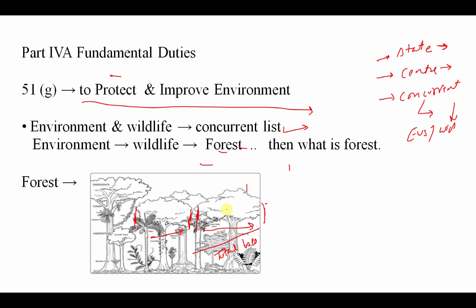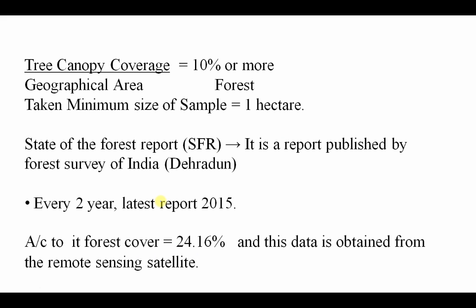If the trees are not dense, and the total canopy area is less than 10%, then this area is not said to be a forest. Only if the tree canopy area divided by the total geographical area is greater than or equal to 10% is that area said to be a forest. And we need to take a sample of minimum 1 hectare. This is a forest.